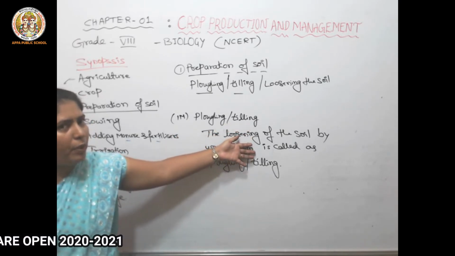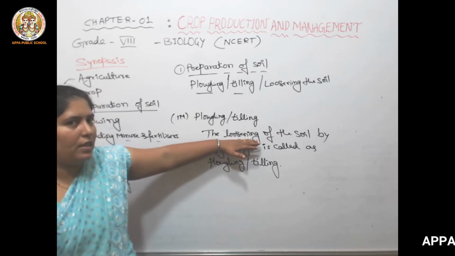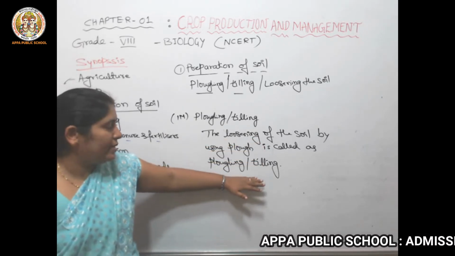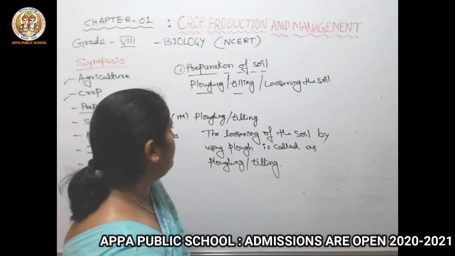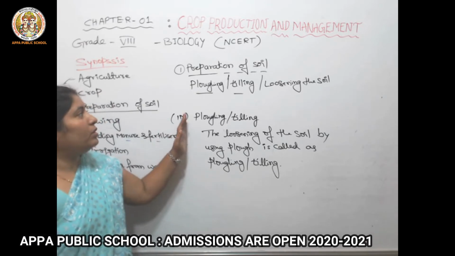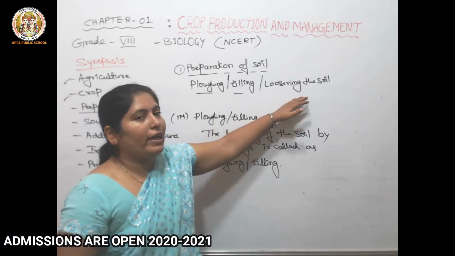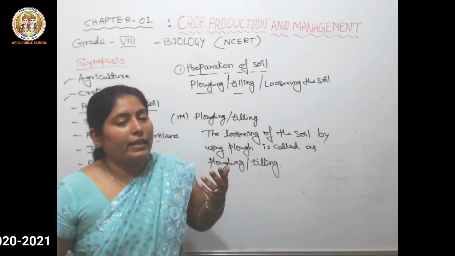It may be the modern plow or it may be a traditional plow, but we are doing the loosening of the soil. The process that is done is loosening of the soil. That's why we call that loosening of the soil plowing or tilling. Right? So the next one. You came to know now how the plowing, tilling or else the loosening of the soil is done. Right? Now the next part is why it is done.